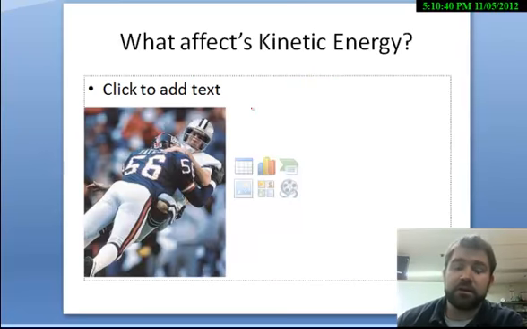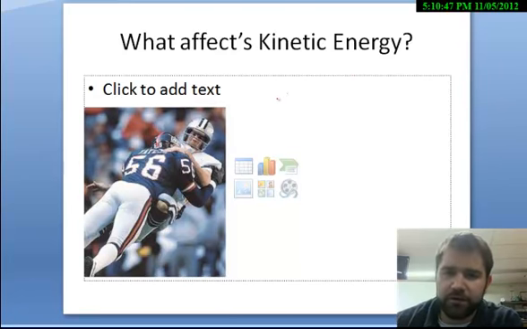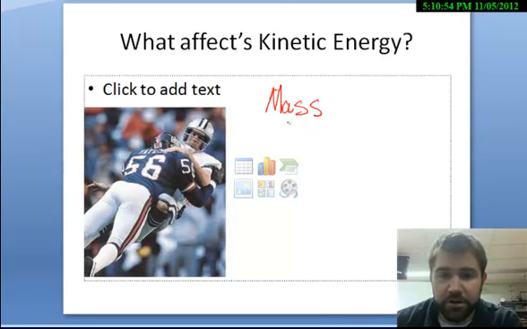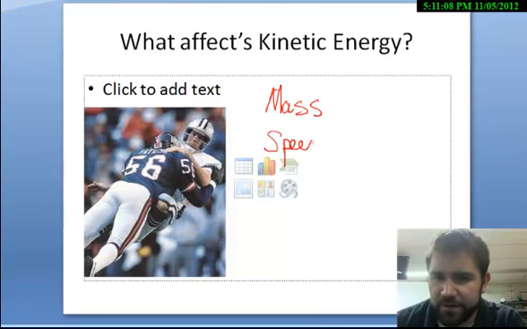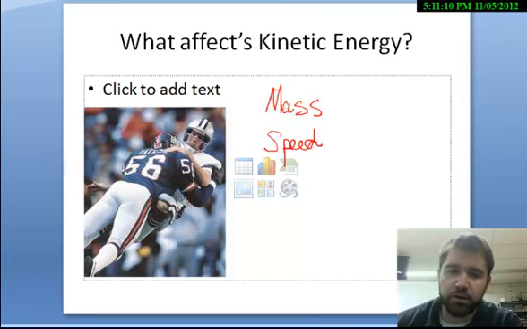So what affects how much kinetic energy something has? There's two things that affect it that most of us can inherently understand. One is how big it is, something's mass. So a more massive object has more kinetic energy than a less massive object that's moving at the same speed. So a football player who weighs 250 pounds has more kinetic energy than a 200-pound football player running at the same speed. And the other one then is your speed. How fast are you moving? The faster you're going, the more kinetic energy you have.